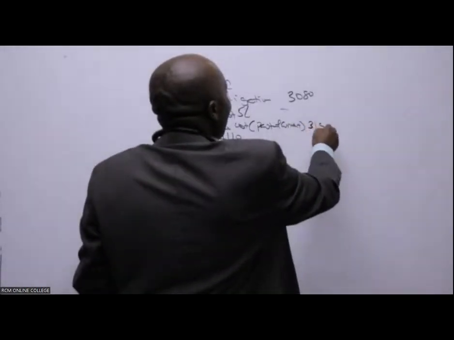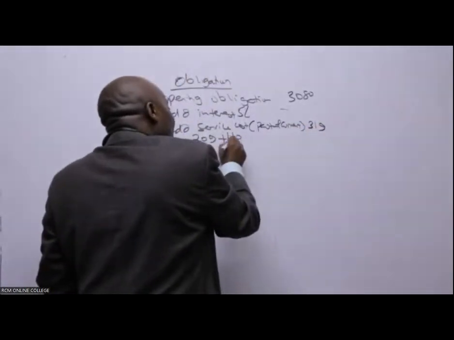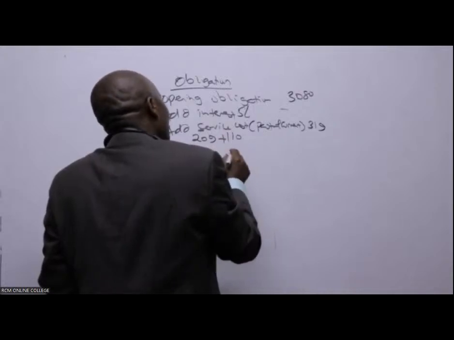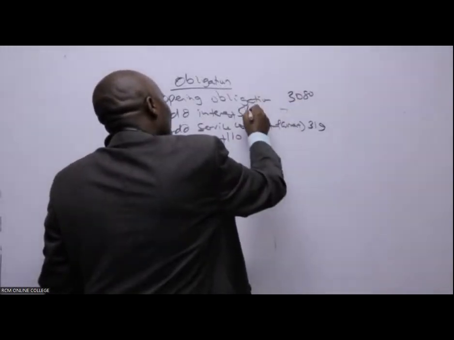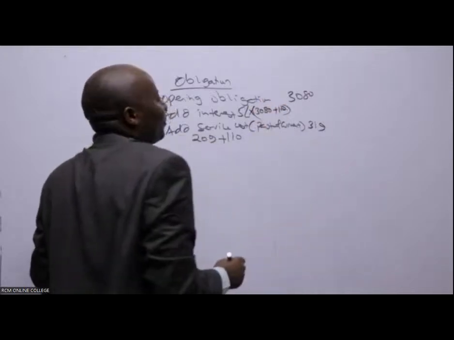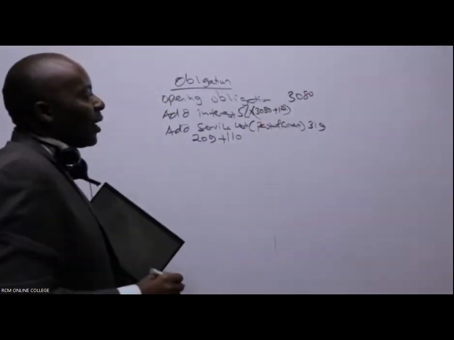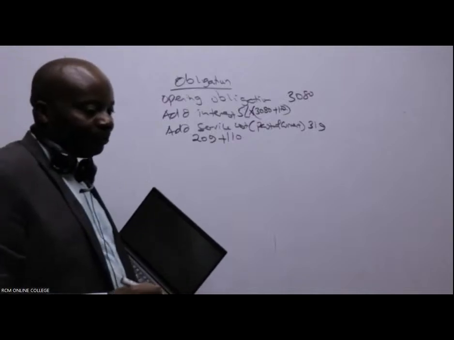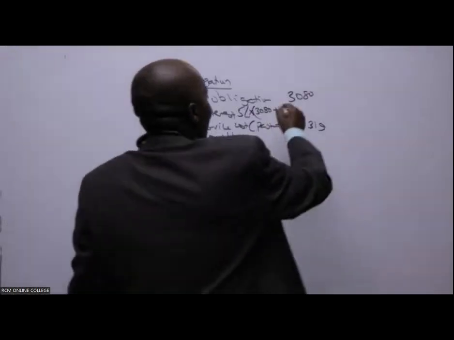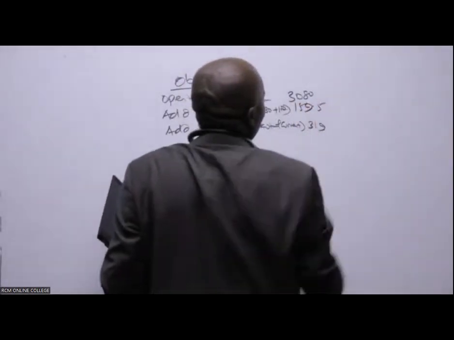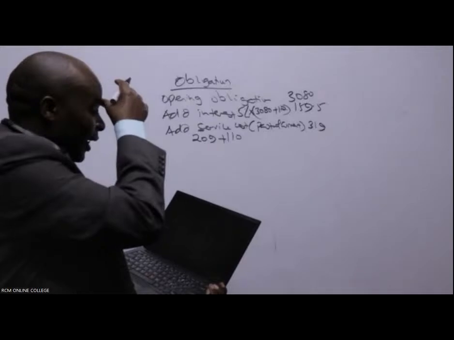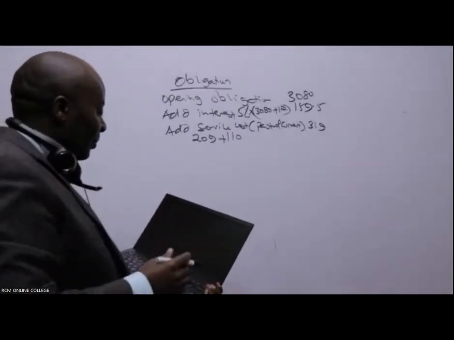But now remember that this past service cost review was done at the beginning of the year. So it means it must form part of the interest. So it will be 5% times 3080 plus 110. So this interest gives me 159 point what here? 159.5. Ladies and gentlemen, once you have that, now everything becomes very easy.